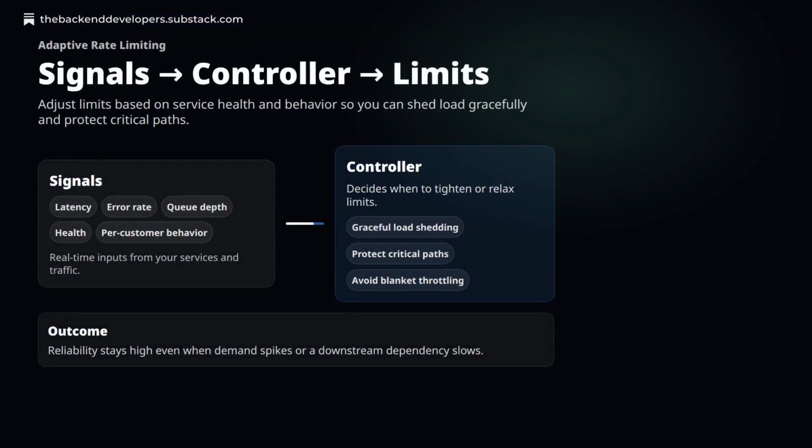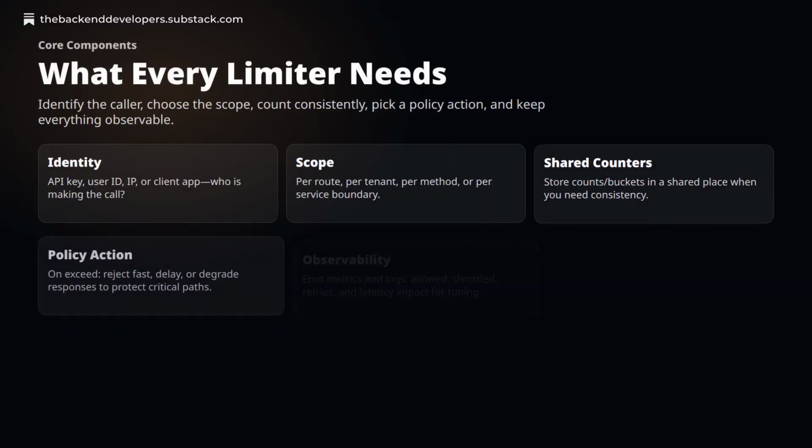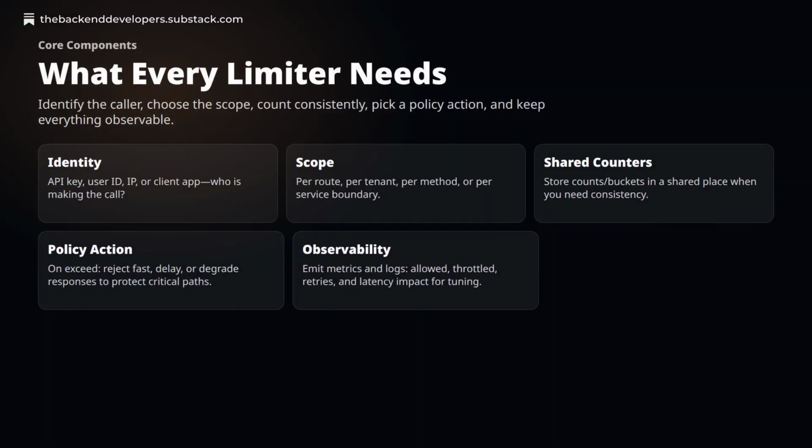Adaptive rate limiting changes the limit based on signals: service health, latency, error rates, queue depth, or per customer behavior. The goal is to shed load gracefully and protect critical paths without blanket throttling. Core building blocks stay consistent. Identify the caller, choose a scope like per API key or per route, keep counters in a shared store, decide what to do on exceed: reject, delay, or degrade, and always emit metrics for tuning.